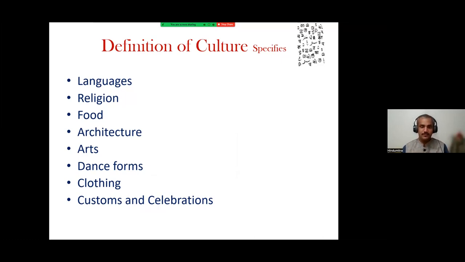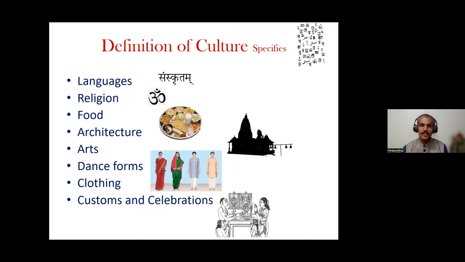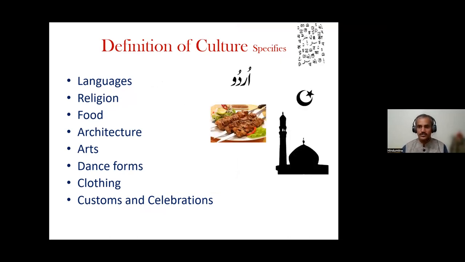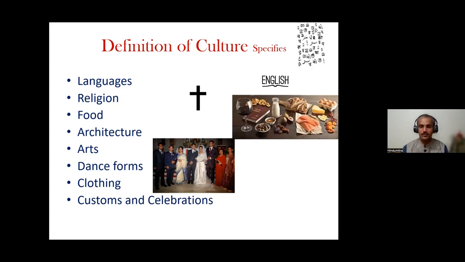So when we look at these kinds of symbols, for example, a Sanskrit or Devanagari script, a symbol like Om, vegetarian food, temple architecture like this, clothing like this, and praying, everyone immediately says this is Hindu culture. Similarly, if we see an Urdu script and meat eating and symbols like this, we associate it with Islamic culture. Similarly, if you see an English cross, wine and bread, coats and suits, and we see a church, we call it Western culture or Christian culture. So the word culture is being loosely used in this fashion.